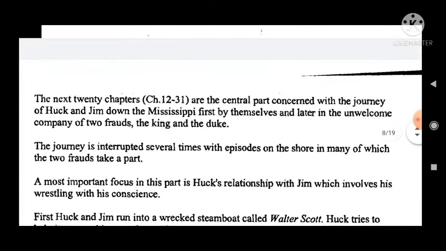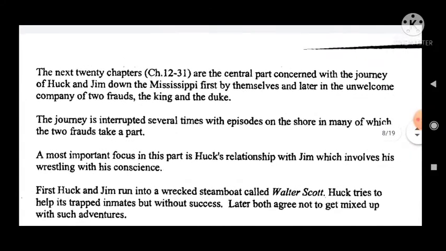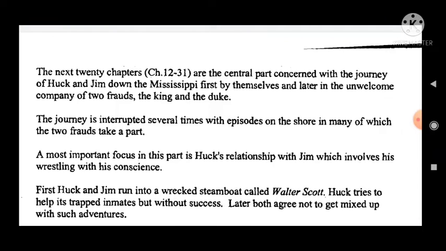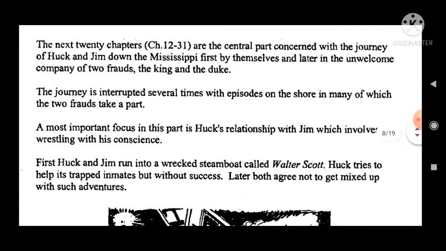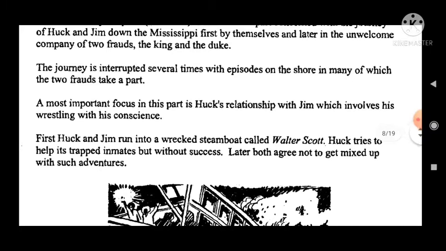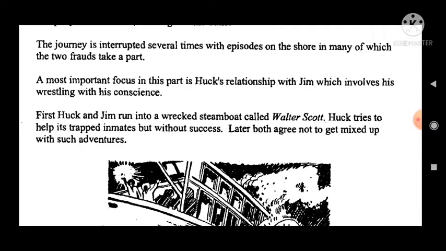The next 20 chapters are the central part, concerned with the journey of Huck and Jim down the Mississippi, first by themselves and later in the unwelcome company of two frauds, the king and the duke. The journey is interrupted several times with episodes on the shore, in many of which the two frauds take a part. A most important focus in this part is Huck's relationship with Jim, which involves his wrestling with his conscience.